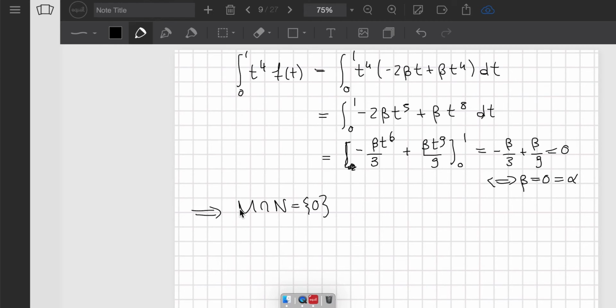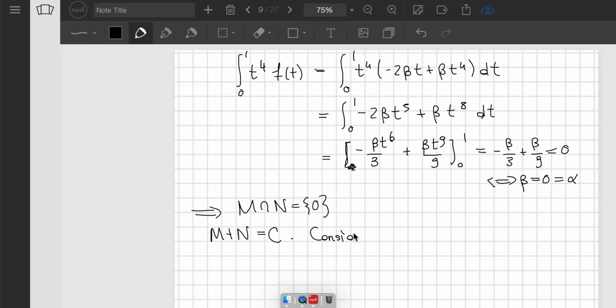Finally, let's do maybe the harder part of the proof, and that is that M plus N is equal to C. This is pretty difficult because we have to show that every function f that is continuous and real valued can be written as the sum of a function belonging to M and a function belonging to N. Okay, so how do we do this?